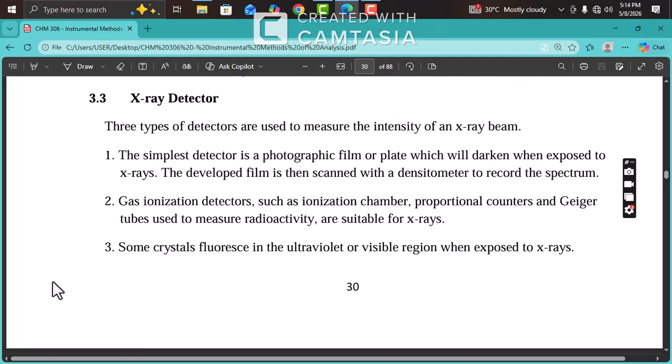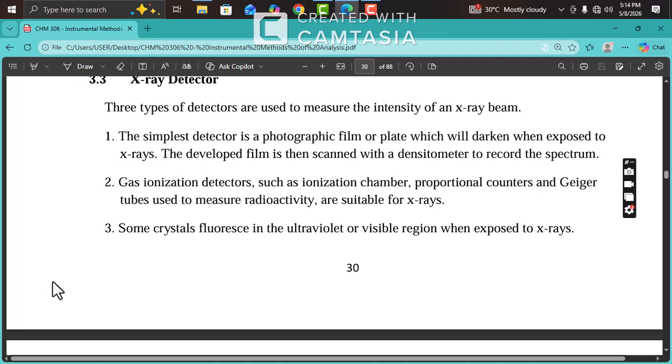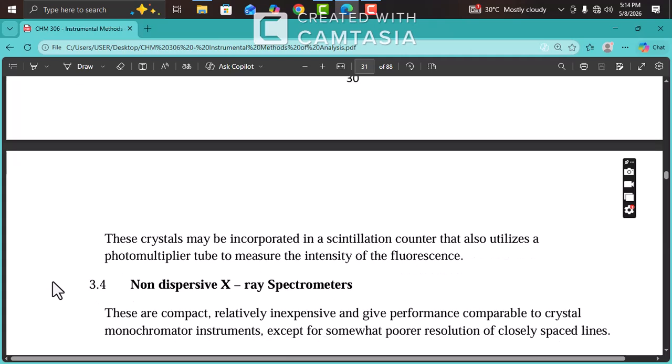Number three, crystals that fluoresce. Okay, crystals that fluoresce in the UV or visible region when exposed to X-rays can also be used as X-ray detectors, right? So these are the three types. In case you are asked in a test or exam condition, you should know how to put this down.